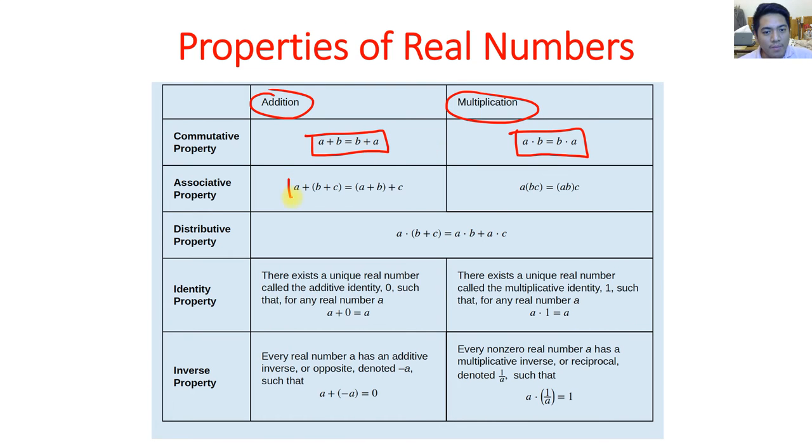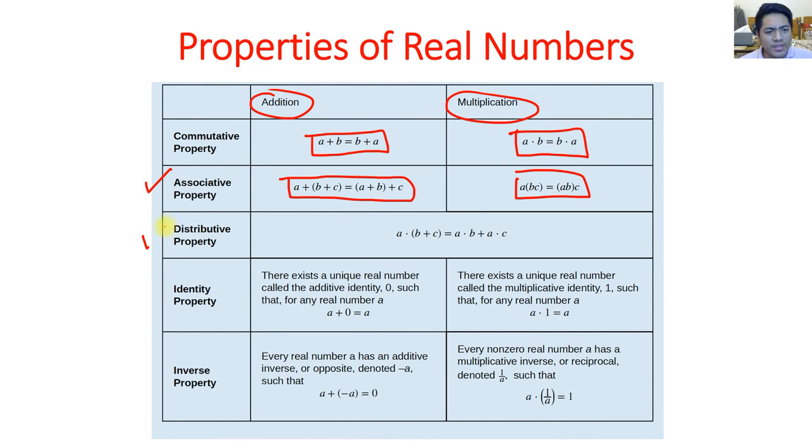Now we have the associative property of addition. It states that A plus the quantity of B plus C equals the quantity of A plus B, plus C. So it doesn't matter if we group B and C first, that will still be equal to A plus B plus C. The same with multiplication. If we group A multiplied by the quantity of B and C, that will still be the same as the quantity AB multiplied by C. That's the associative property.